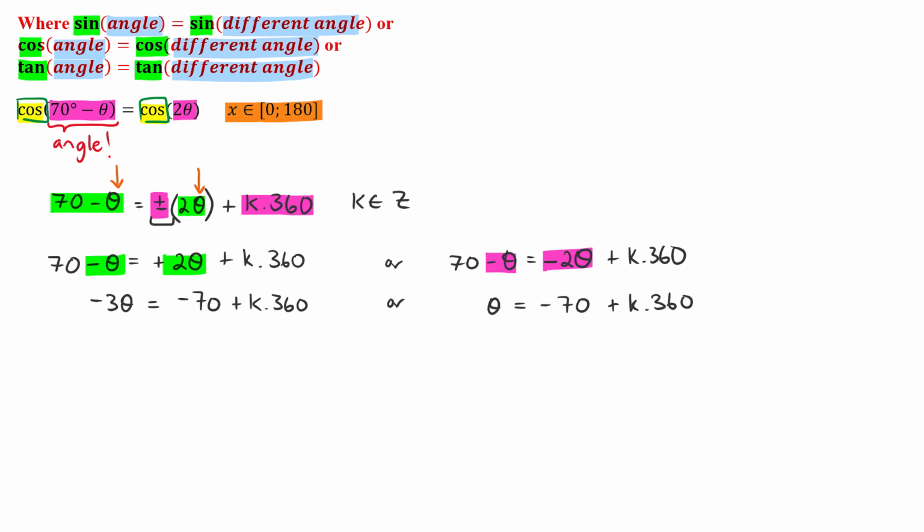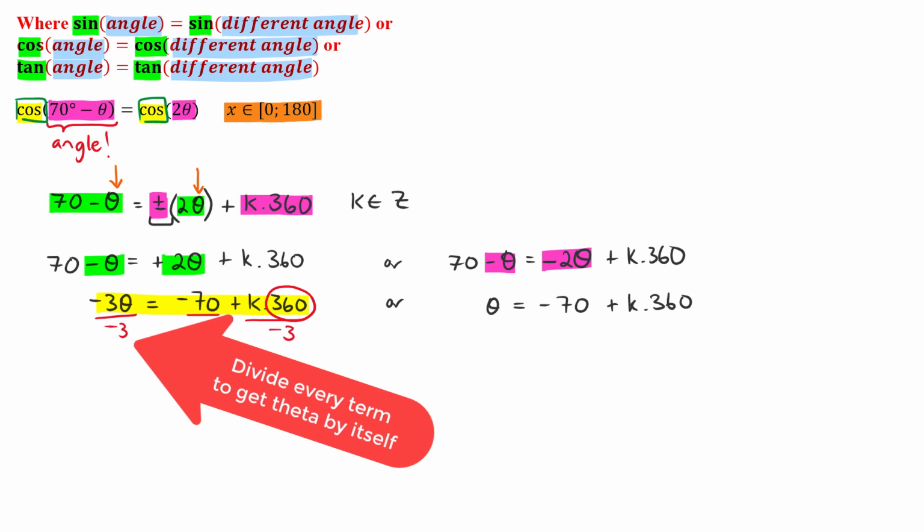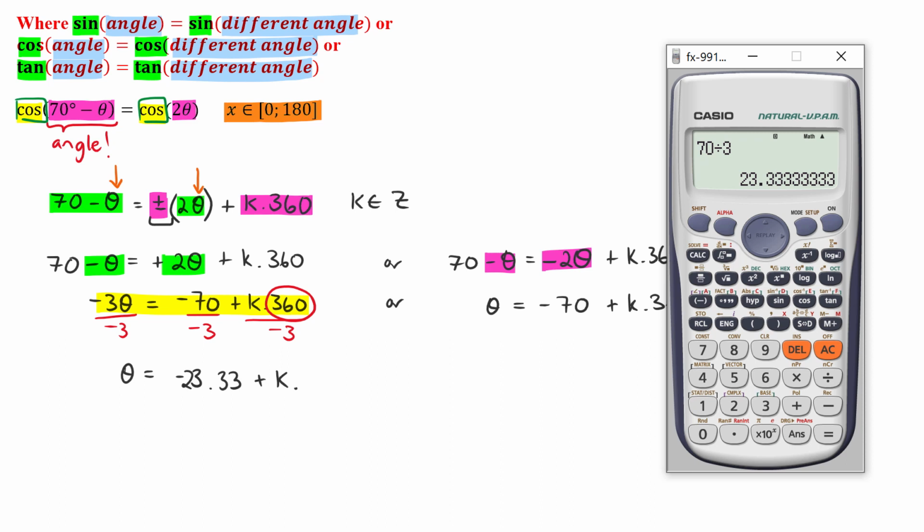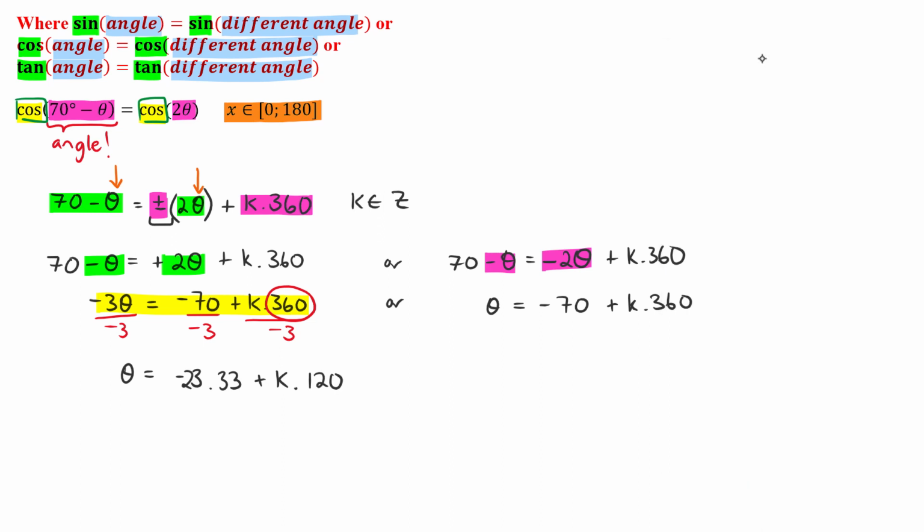And then just with this one over here, we will need to simplify it. And so we will divide every term by negative 3. Every term, so even the 360 needs to be divided by negative 3. And that will then give us theta is equal to negative 23.33 plus k times, and then we've got to divide 360 by 3, so 360 divided by 3 gives us 120.